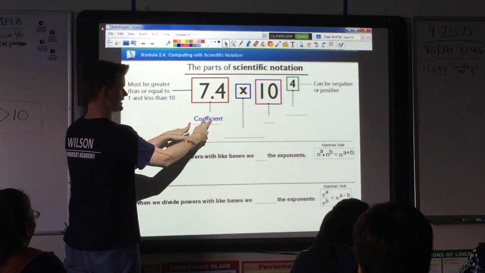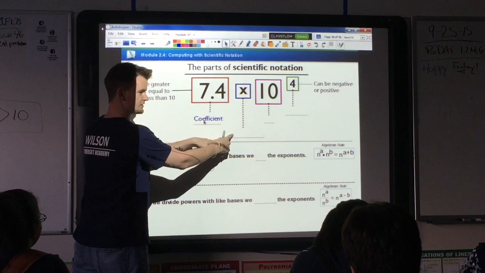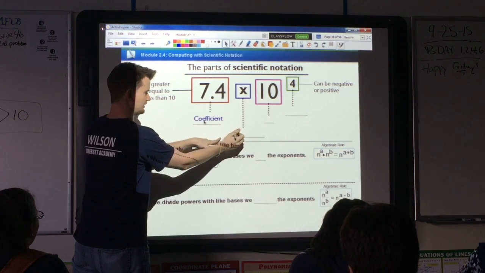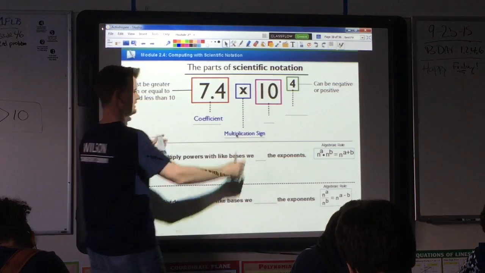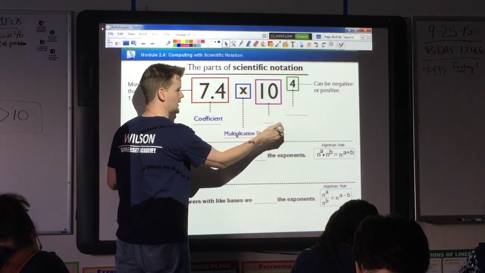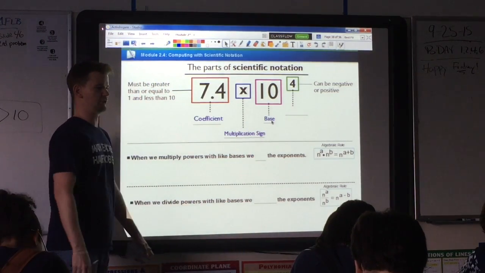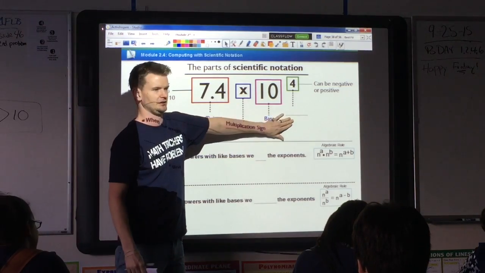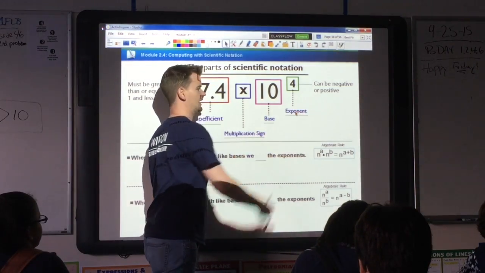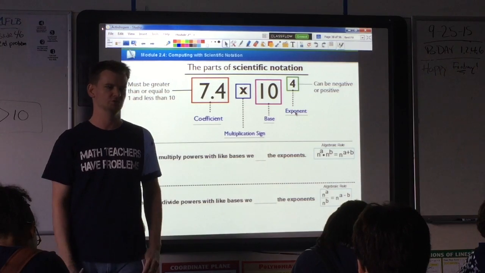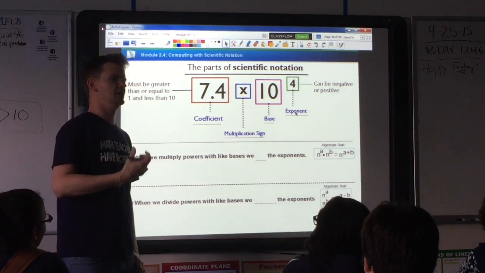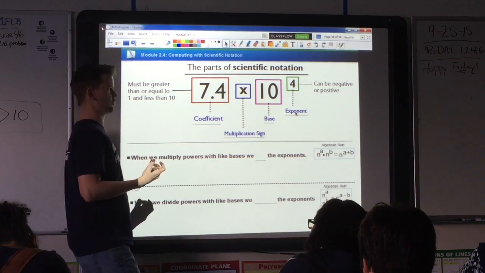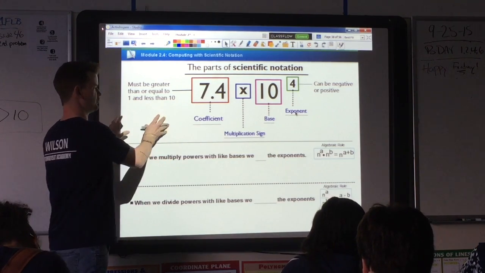All right, so coefficient, that's the first part. What comes next? Multiplication sign. And this, what's the proper term for this? This is the base. And then the very last part, this is known as the exponent. And if you remember from modules 2.2 and 2.3, the exponent can be positive. It can also be negative. That's very important to watch out for. So this was 2.2 and 2.3.